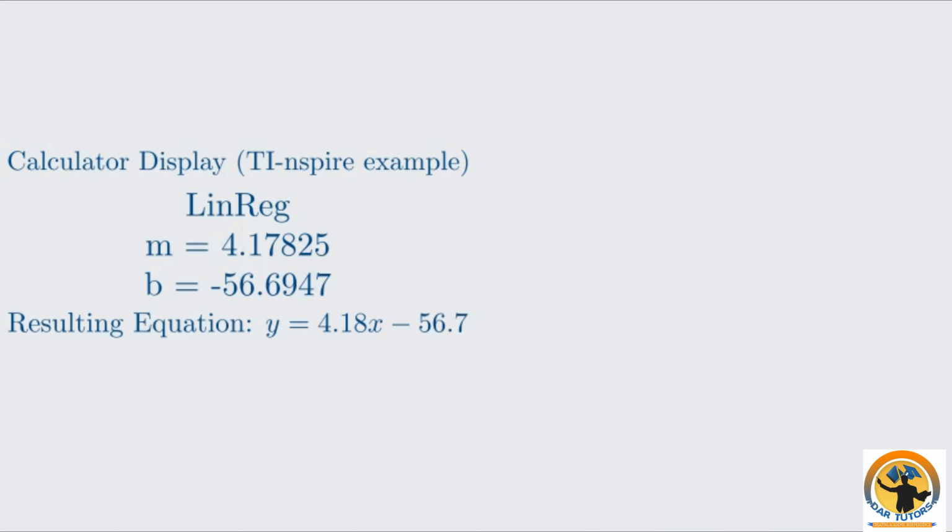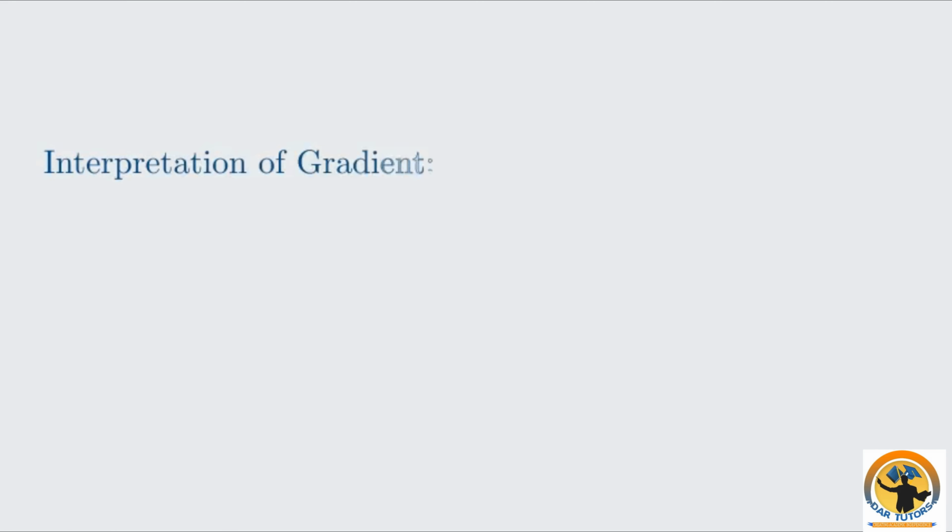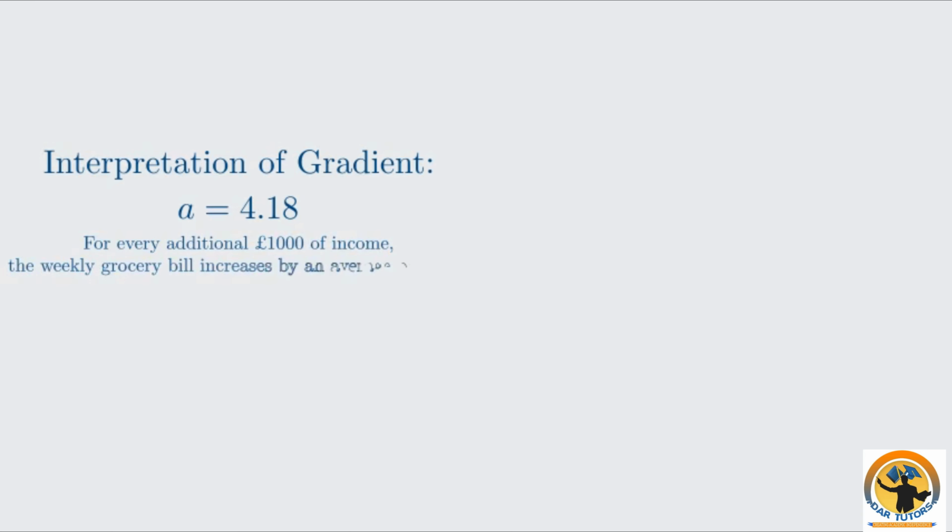The coefficient a, the gradient, is about 4.1. This gradient tells us that for every increase of 1 unit in x, which is 1,000 pounds in income, the predicted weekly grocery bill y increases by 4.1 pounds. So, on average, a family's grocery bill increases by about 4.1 pounds for every additional 1,000 pounds of income.